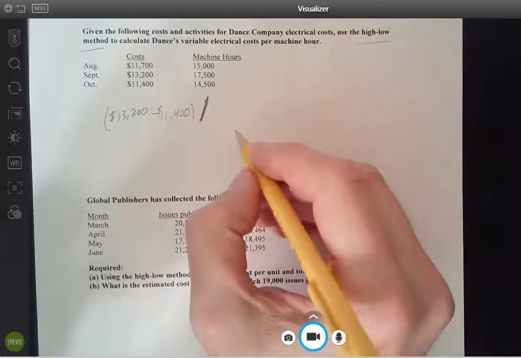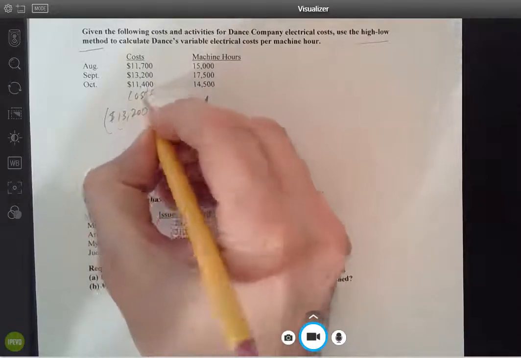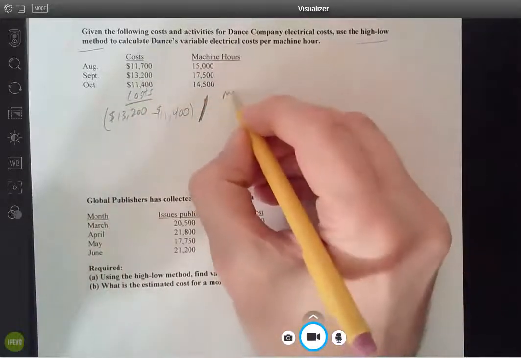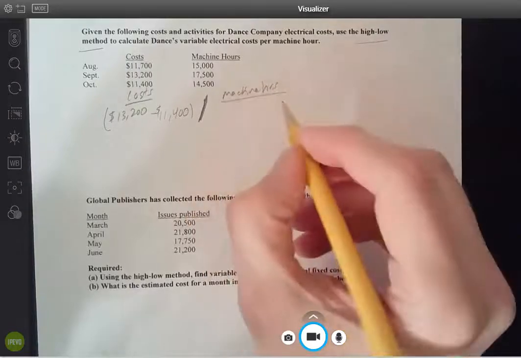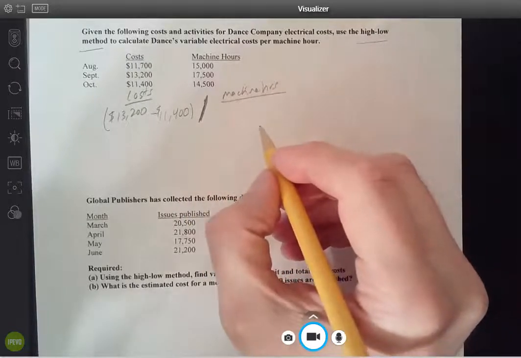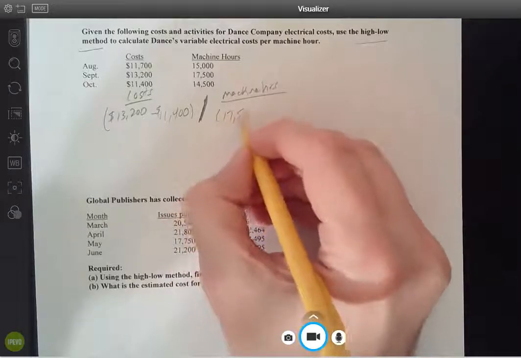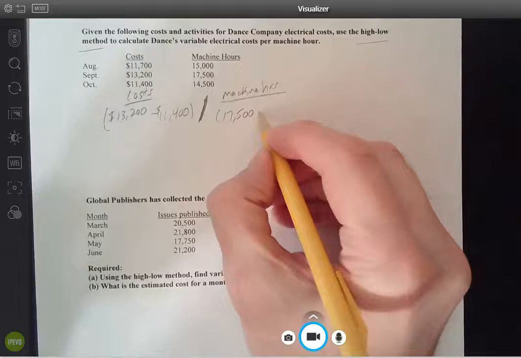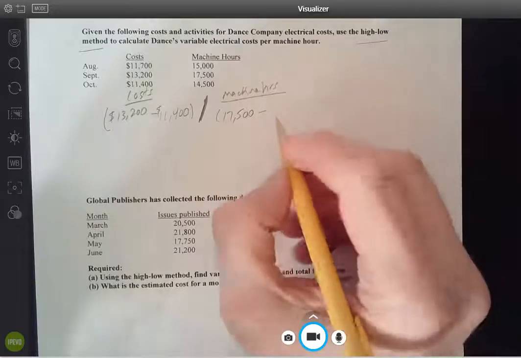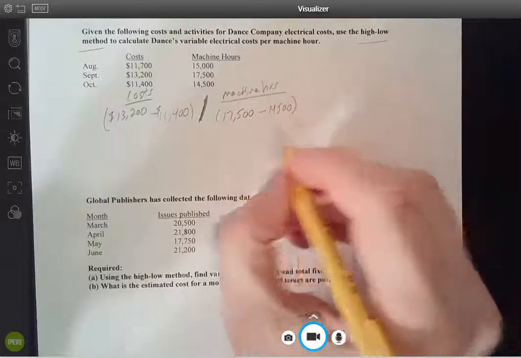We're going to do the same thing for machine hours. Should be obvious where I'm getting these numbers, but just in case. So machine hours looks like 17,500 is our high number, and our low number is 14,500 in hours.